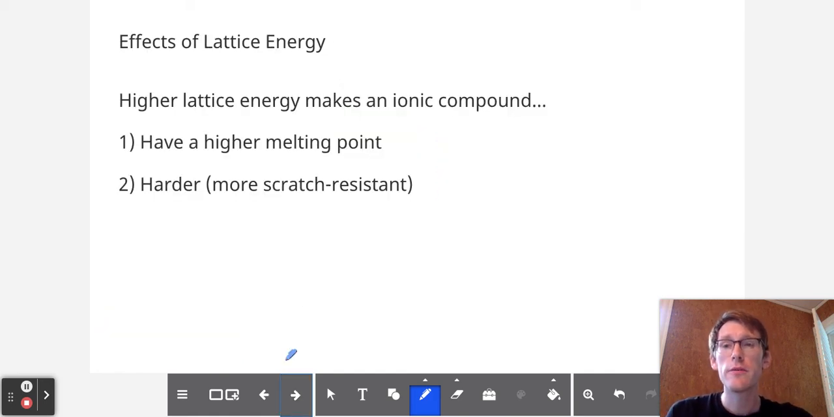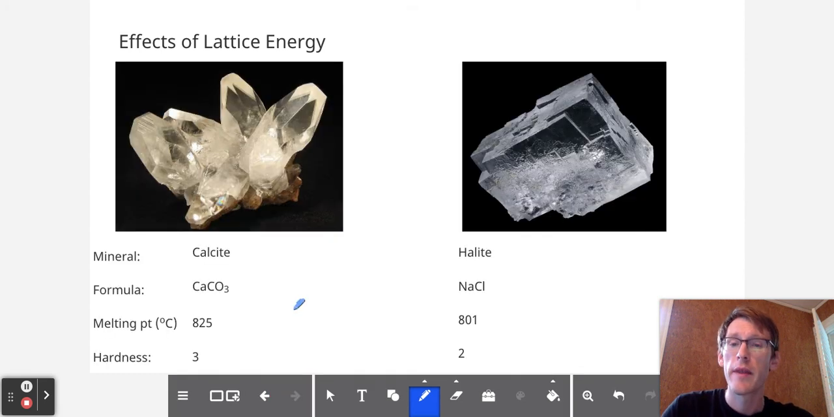So I next want to address the effects that lattice energy can have. The next video will address how you can compare lattice energies using T-charts, so don't worry about that for now. But the effects of lattice energy, well, the more lattice energy there is in a compound, the higher its melting point and the harder it is, which you may recall from planet Earth means the more scratch resistant it is.